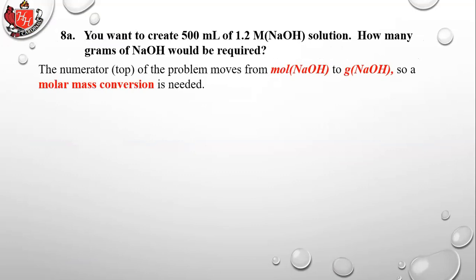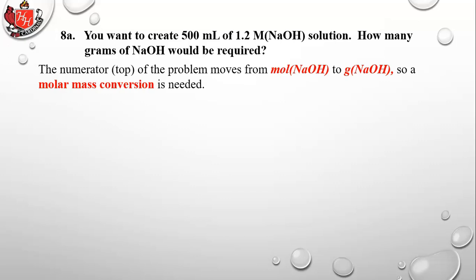Okay, you want to create 500 milliliters of 1.2 molar sodium hydroxide solution. How many grams of sodium hydroxide would be required? This is a kind of typical AP question. You're the student, your teacher says, I need you to create 500 milliliters of 1.2 molar NaOH. Why do you need to do that? Well, you just decide that for some experiment you want 1.2 molar NaOH, and you don't want to make more of it than you need. You don't want to make 5 liters of it when you only need 500 milliliters, so you need to know the volume.